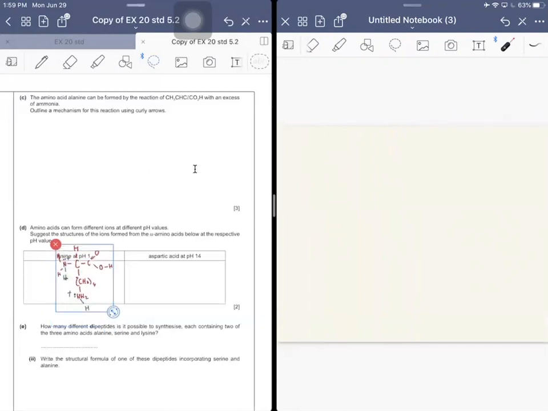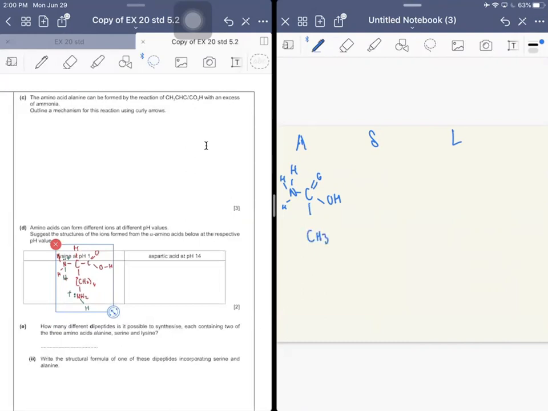How many different dipeptides is it possible to synthesize, each containing 2 of 3 amino acids: alanine, serine, and lysine. So I'll just write down. So again, make it a habit to draw your amino acid. A is alanine. Alanine has an R group of CH3. Should be NH2. Okay. S, using a different color, would be again same thing.